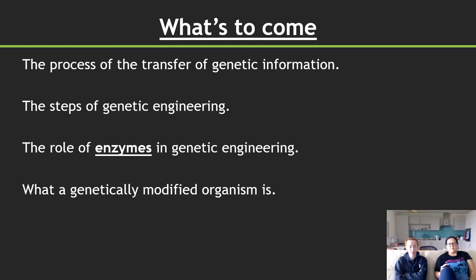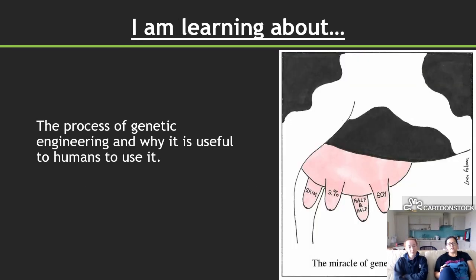Okay, so what's going to come up in this PowerPoint: we are going to talk about the process of the transfer of genetic information. We're going to look at the actual individual steps of genetic engineering. We're going to look at the role of enzymes in genetic engineering. If you can't remember what an enzyme is, go back and watch the last video about what enzymes are, because it's going to help, because that's the really crucial bit in this. And we're going to discuss what a genetically modified organism actually is. Okay, so we'll be having a look at the process and why it's useful to humans.